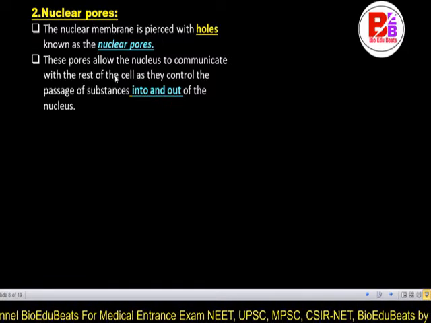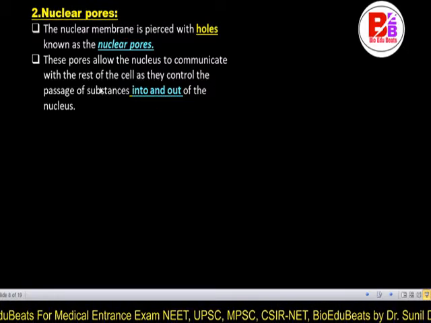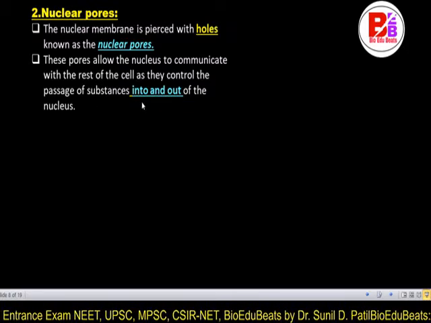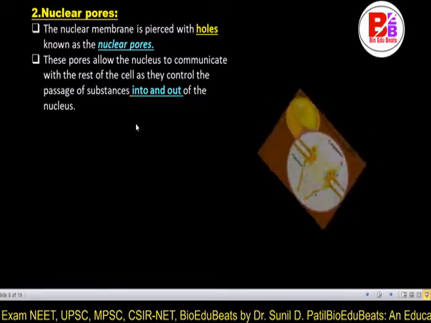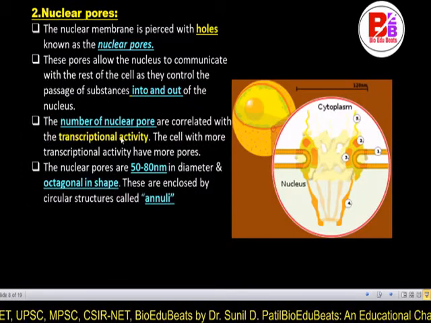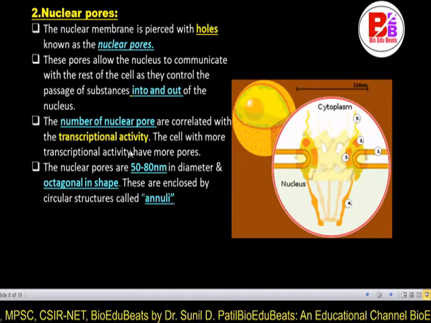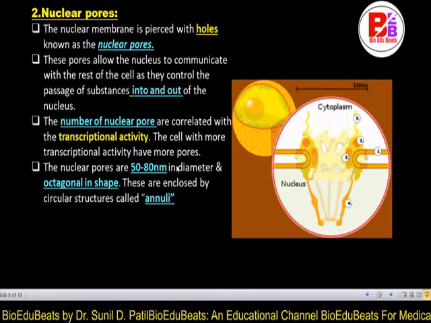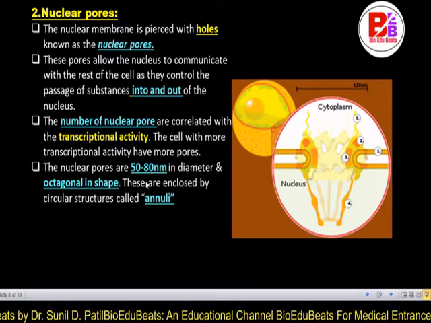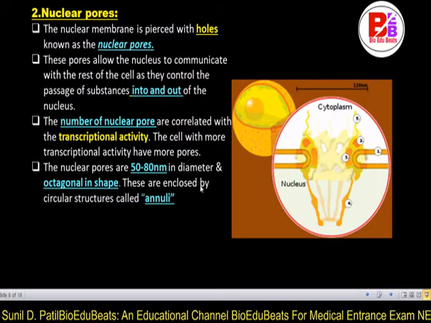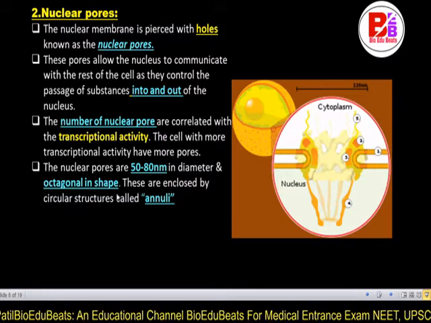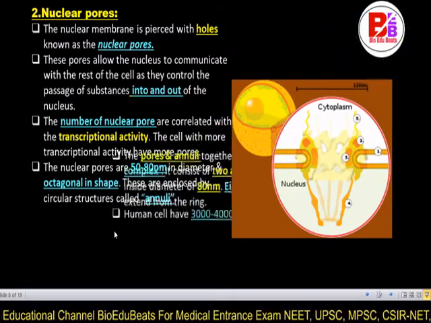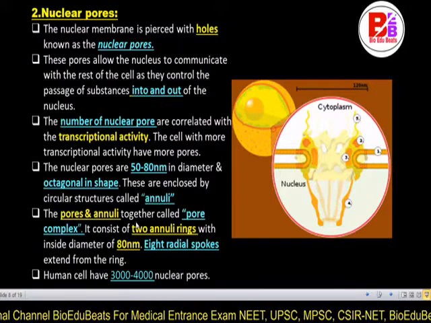These pores or holes of the nucleus communicate with the rest of the cell and control the passing of substances in and out of the nucleus. The number of nuclear pores is correlated with the transcription activity. The cells with more transcription activity have more pores. The nuclear pores are 50 to 80 nanometers in diameter and octagonal in shape. These are enclosed by a circular structure called the annuli, or singular, annulus.